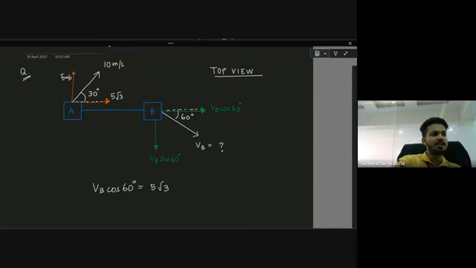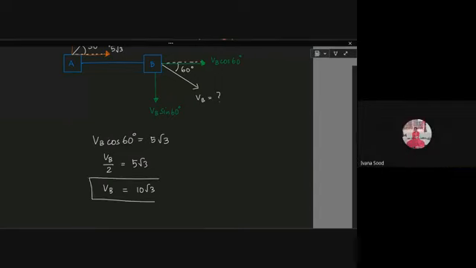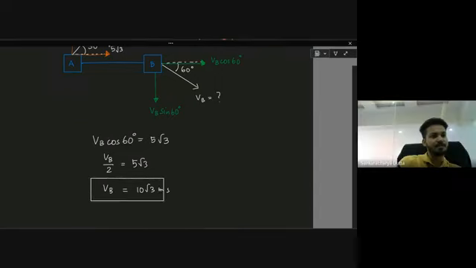So you can only put a constraint on the horizontal direction, the constraint being that the length of the wire is constant. So VB by 2 is going to be equal to 5 root 3, and therefore VB comes out to be 10 root 3. So your answer is 10 root 3 meters per second, right? Yes, meters per second.